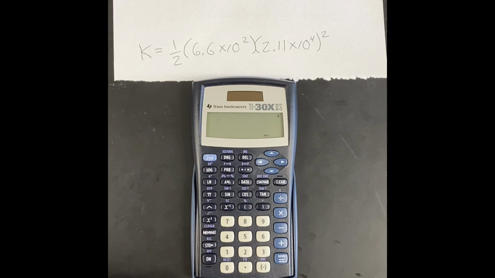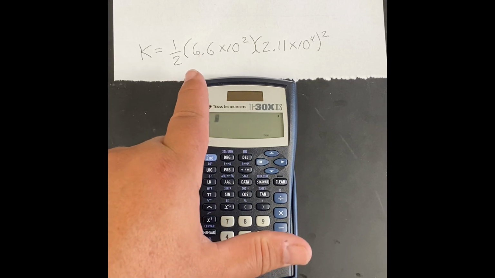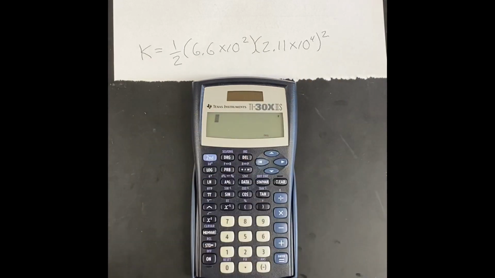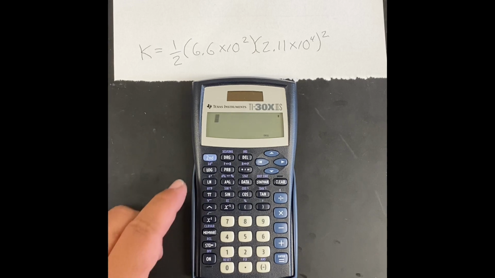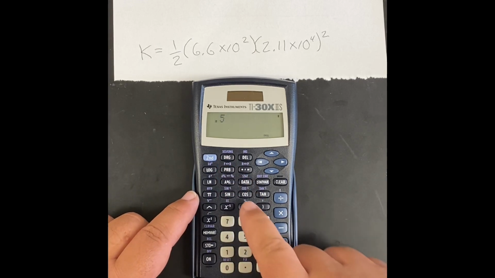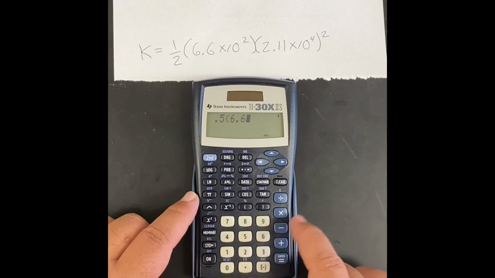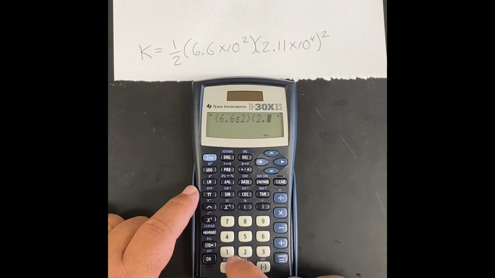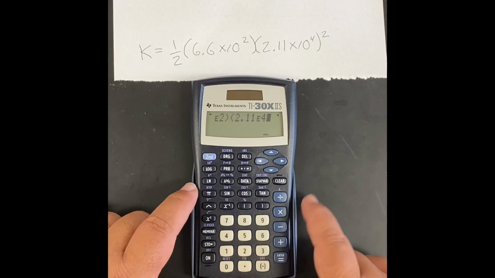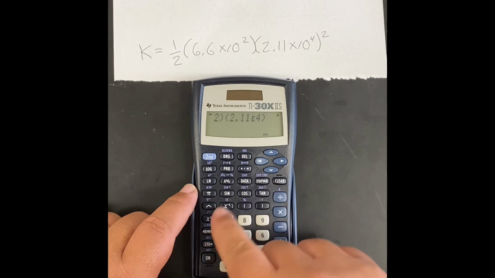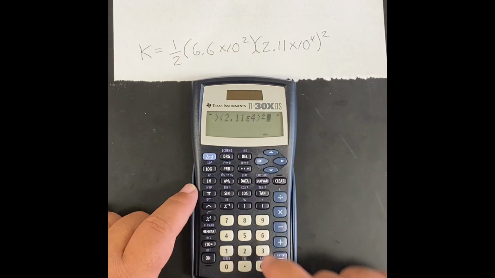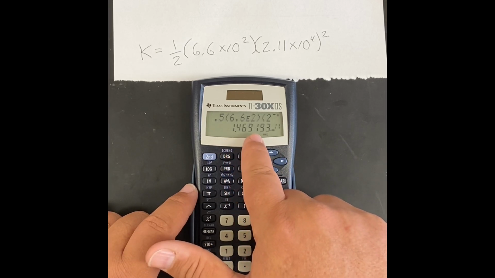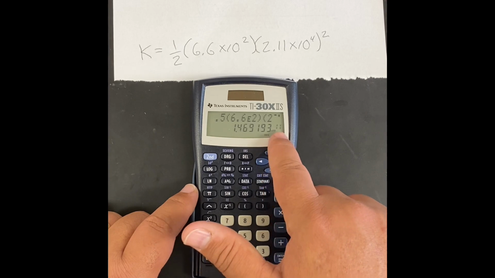Letter B, we're going to go 1/2 times 6.6 times 10 to the negative 2 times 2.11 times 10 to the 4 squared. Again, we can put it in just like we see it. For the half, we'll put in 0.5 times 6.6 times 10 to the 2, parentheses, which means times again, 2.11 times 10 to the 4, close parentheses, but then we have to remember to hit the x squared button, right? Don't forget the square. And we get 1.4691, you can just say 1.47, times 10 to the 11th power.